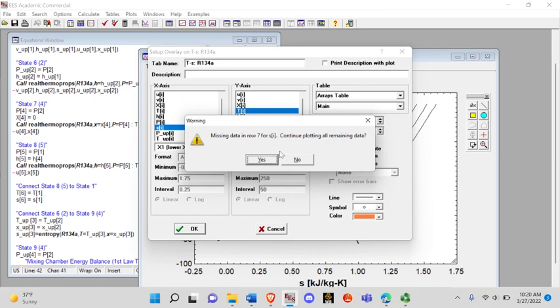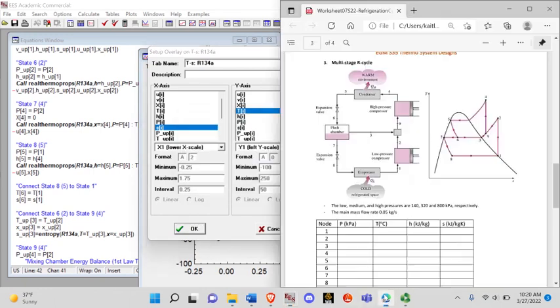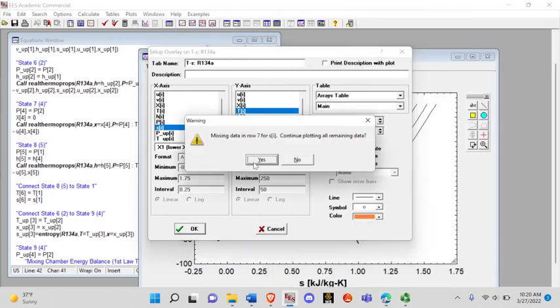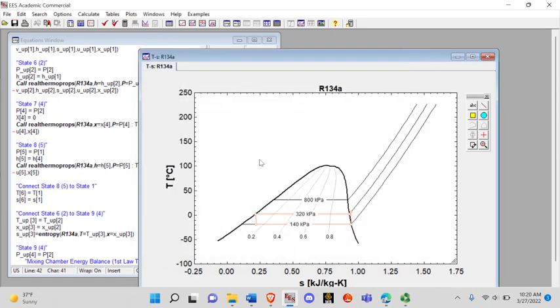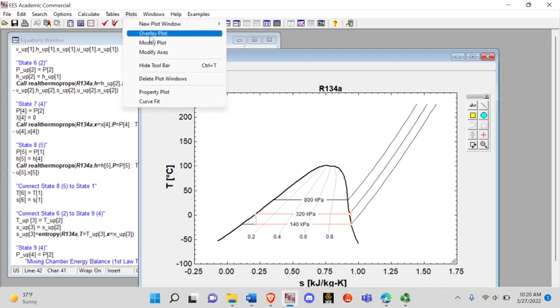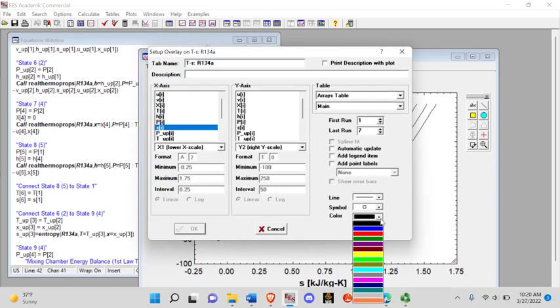Missing data in row 7. Row 7. 1, 2, 3, 4, 5, 6. That should not matter, so we'll see what happens. Okay, so I don't know what that error is because it looks fine. Then we're going to overlay onto the same plot again. We're going to make it the same colors. Oh shoot. Can't see with my night mode what color it was. Hopefully it's this color.